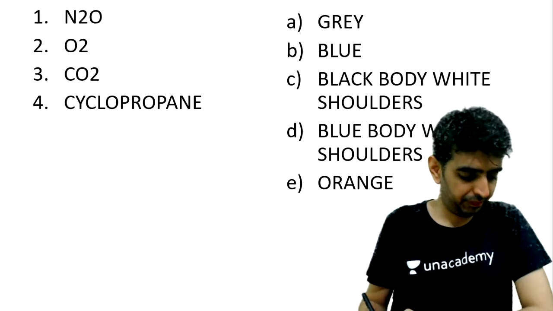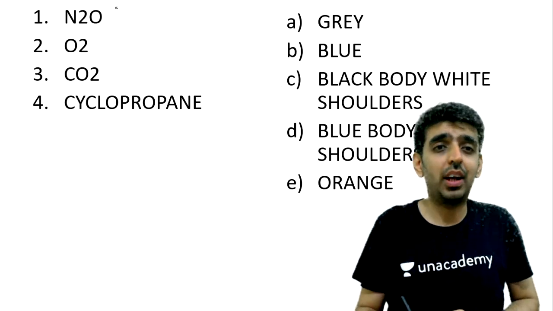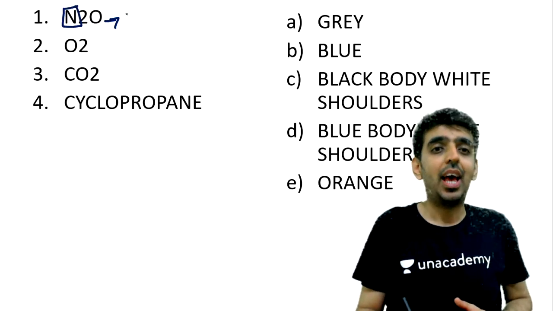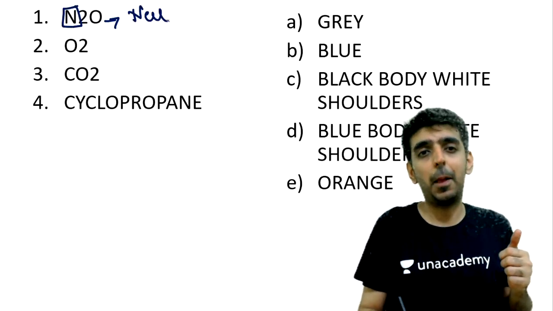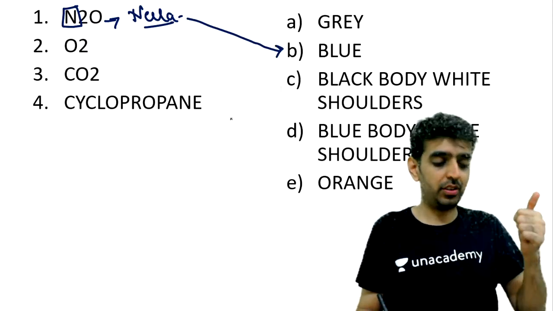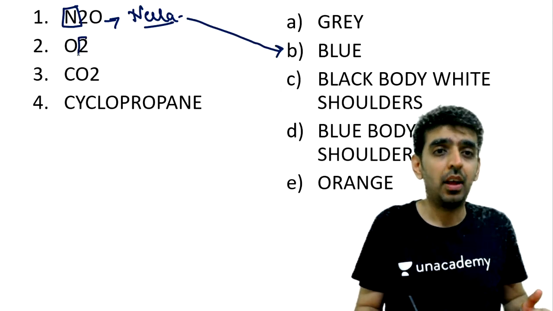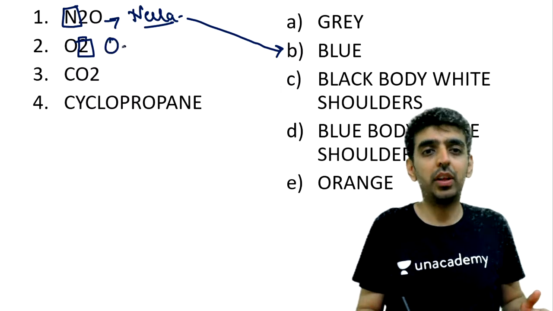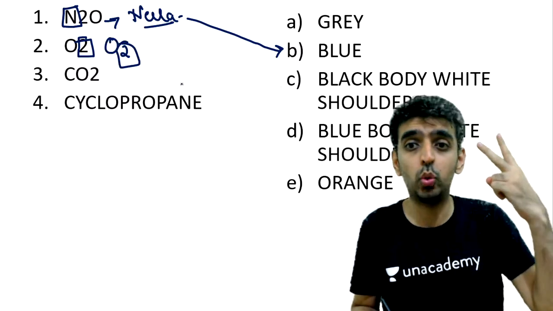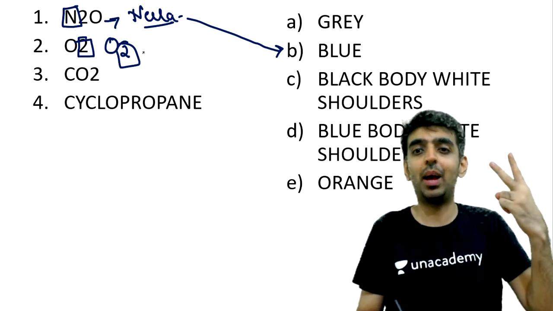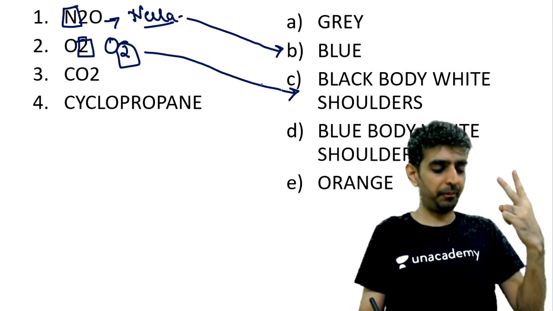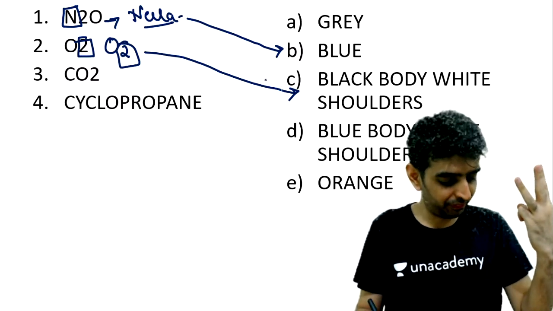Yes. So, nitrous oxide, as I always tell, starts with N. N in Hindi stands for Neela. So it is blue in color, right? Nitrous oxide is blue in color. Oxygen, remember the mnemonic with the chemical formula O2. That means it is a two colored cylinder, right? So it is black body with white shoulders. That is the correct answer, guys. So, 2 is C. What about the third one?